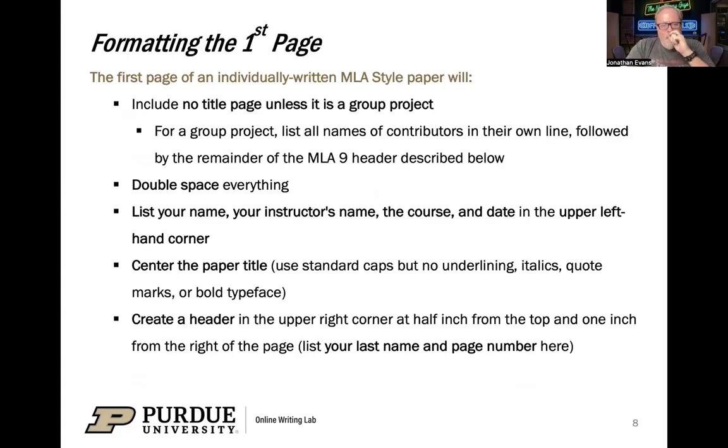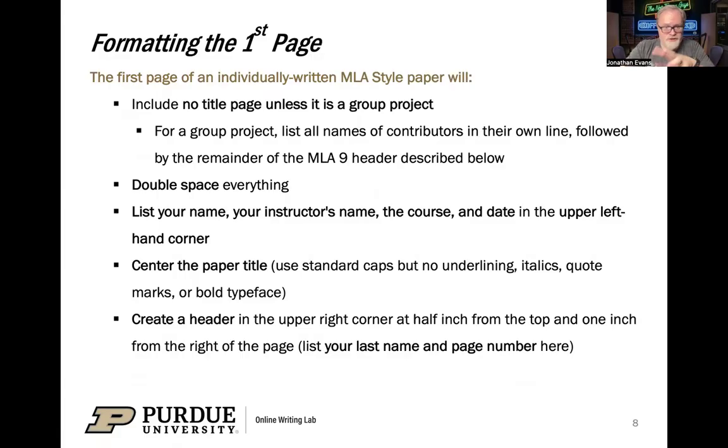But when we talk about the first page in MLA, we don't have a title page like APA. We tend to double space everything. We typically start with our heading, which is down here, where we list your name, the instructor's name, the course name, and the date. Again, in the upper left-hand corner, I tend to list your name, the course, then the instructor and date. Either way is fine, but these go in the left-hand corner, and these are also preset for you in our templates. We center the title, no underlining or bold or anything like that.